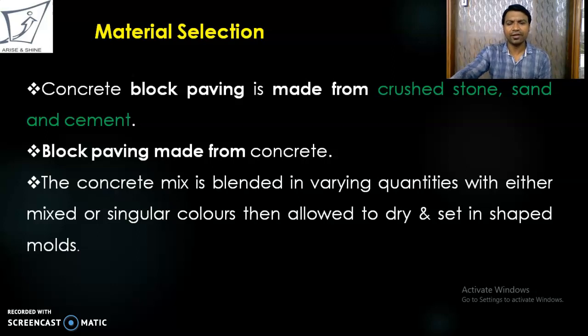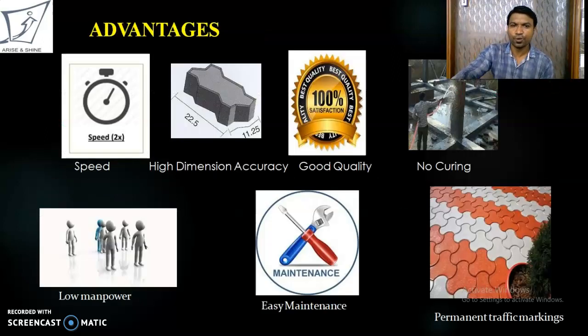Block paving is made from concrete. The concrete mix is blended in varying quantities with either a mix or a singular color, then allowed to dry and set in a shaped mold.